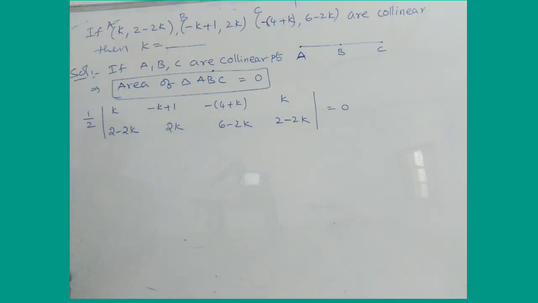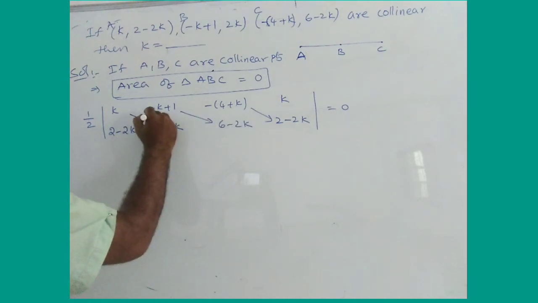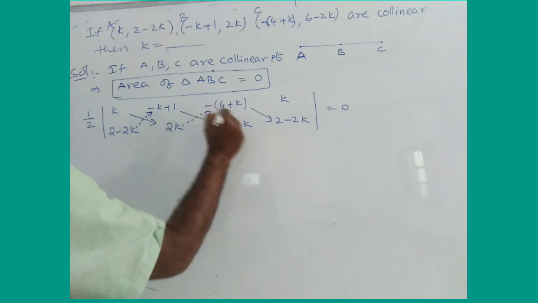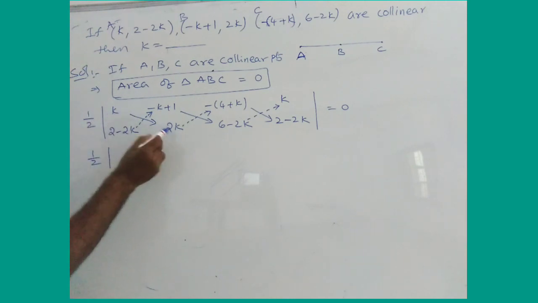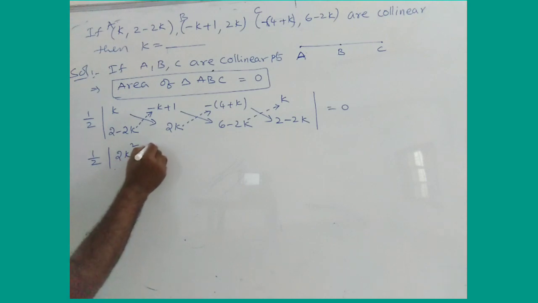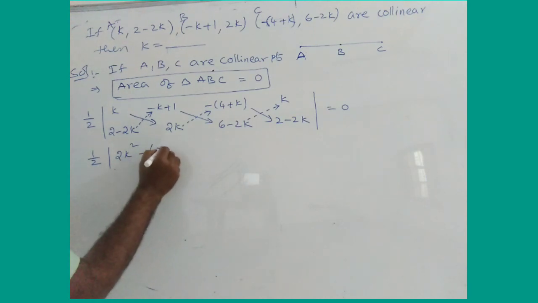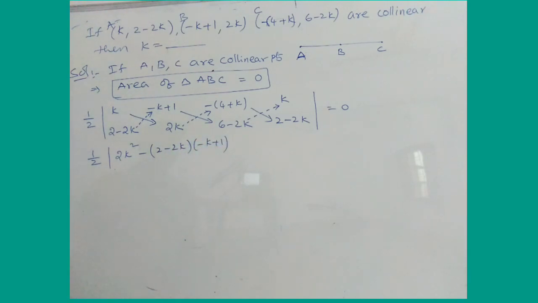This is the area of a triangle formula. Mention these directions in this manner. This method is known as the cross multiplication method. So half modulus of this direction as it is, you have to multiply k into 2k, 2k square, and for this dotted arrow the product must be taken as minus of 2 minus 2k into minus k plus 1.